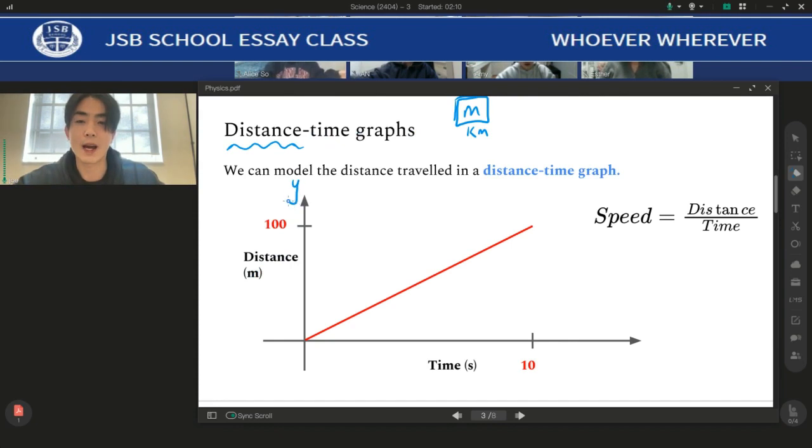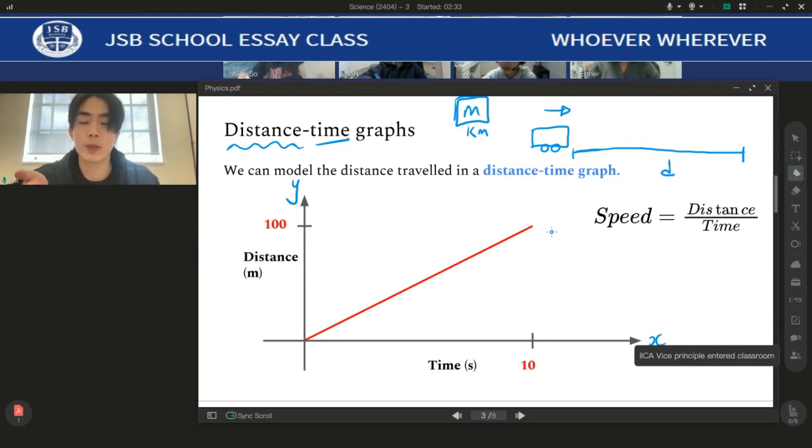So we have distance on this axis here. We call this the y-axis. And we have time on the x-axis. So that's why we call it a distance time graph. So what does this tell us? Let's say we have a car, and the car is moving this way, and it tells us how far it moves in a certain time.